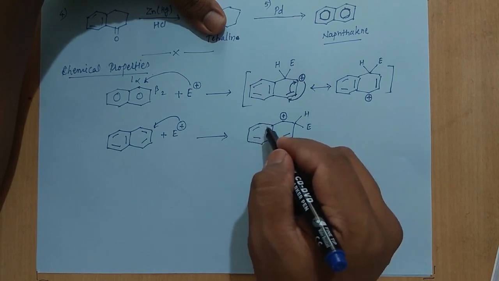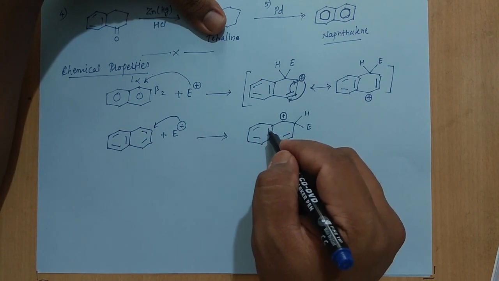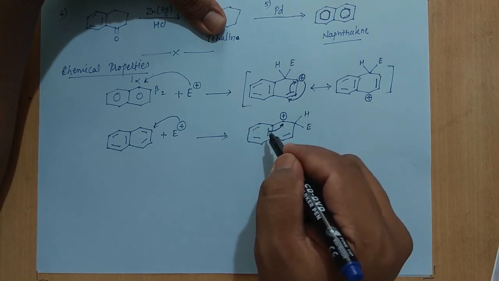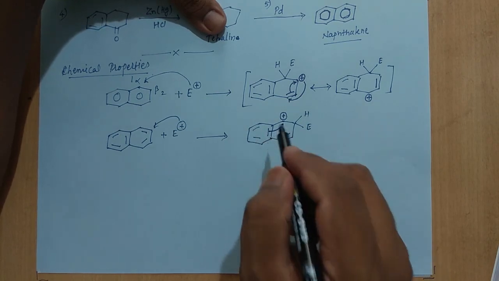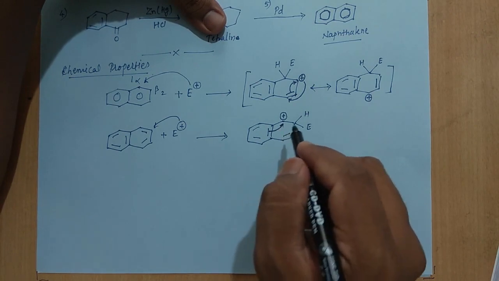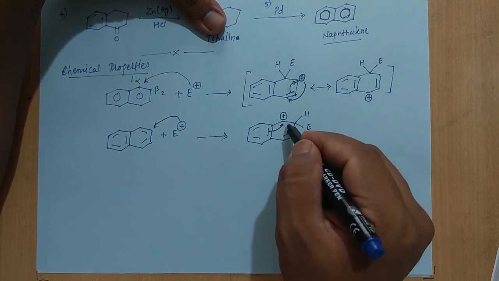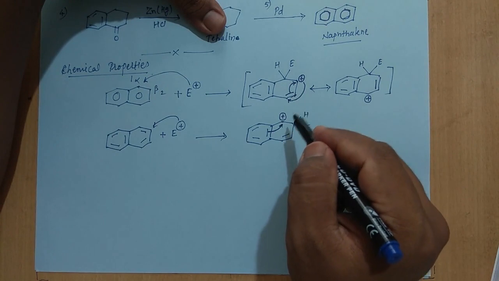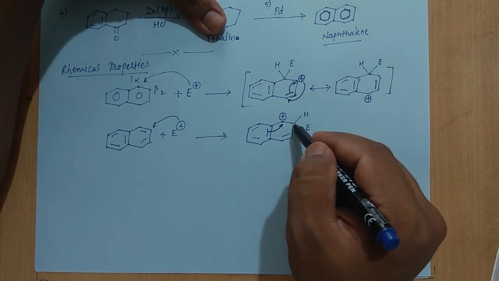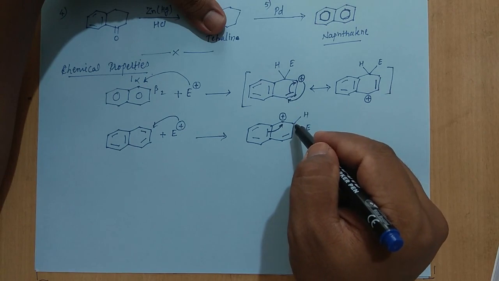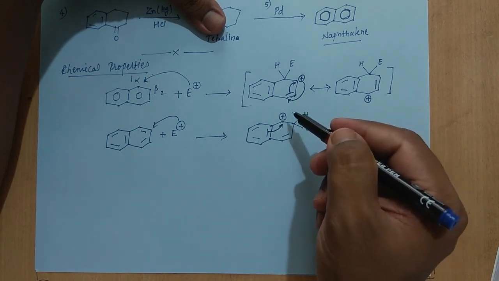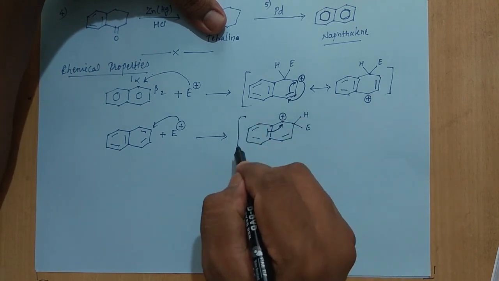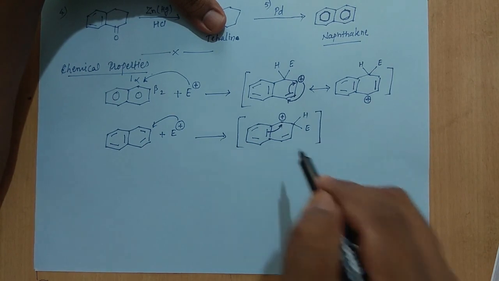Now if a pi electron from this ring is transferred to this position, then this ring will also become unstable. So this will not happen. The charge transfer or stabilization will take place within the second ring only, like here. But in this case, there is no other carbon atom which can share the pi electron or which can stabilize the charge. That's why only one resonance structure is possible.